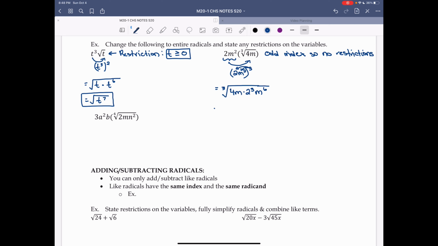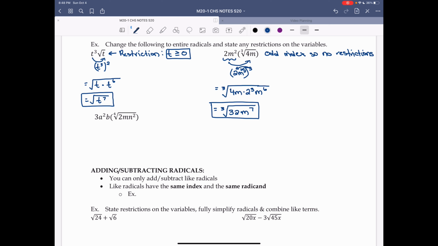Then we want to simplify. Cube root of 2 to the power of 3 is 8. 4 times 8 is 32. m times m to the 6 is m to the 7. Cube root of 32 m to the 7.